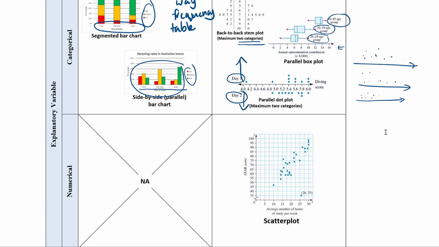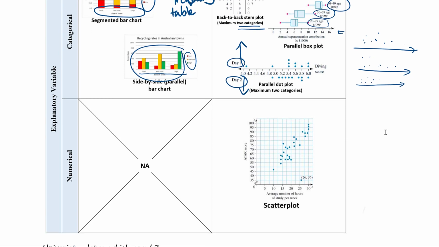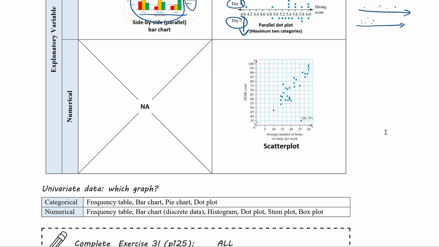So that's thinking about your plot choice given the sort of data that you're dealing with. There's also a little summary down here of univariate data and when we would make choices. We covered univariate data a couple of chapters ago, but generally for categorical data we'd be looking at using a frequency table, a bar chart, possibly a pie chart or a dot plot.